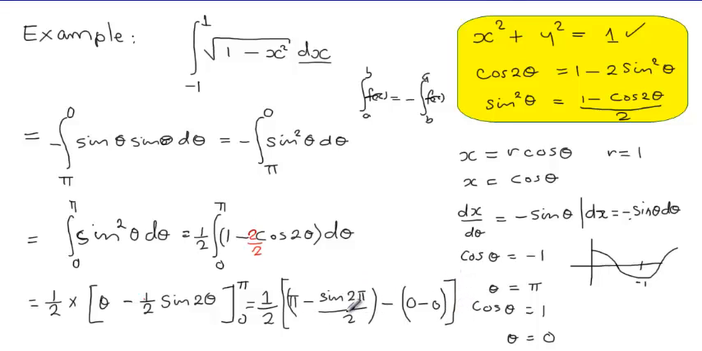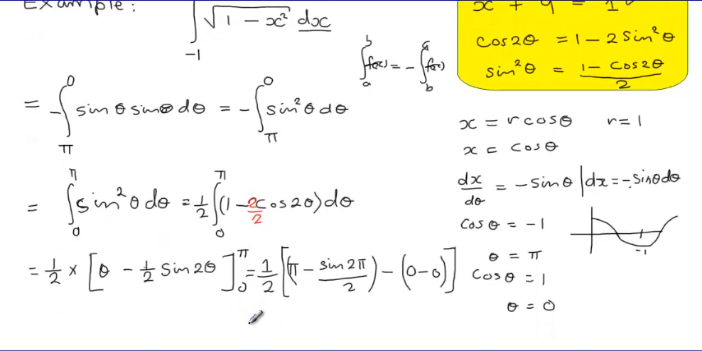Then we get in there and simplify. Let's see what we get. There is 0. Sine of 2 pi is 0. So here we're saying pi minus 0. The answer we get is pi over 2. Then we can call that square units.